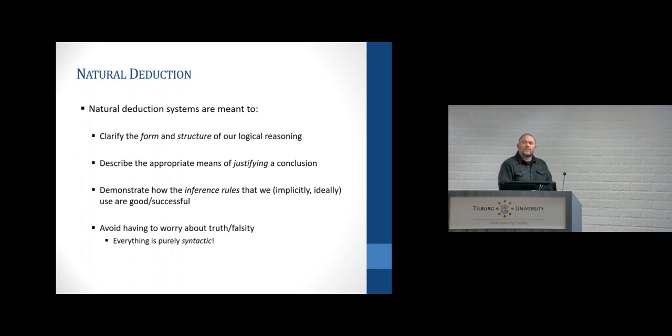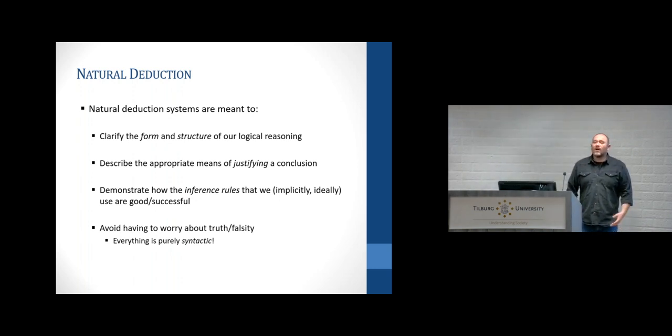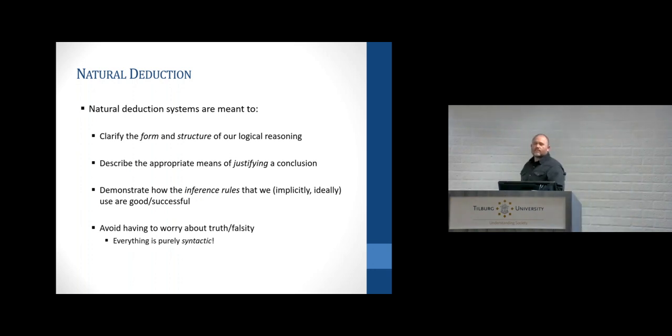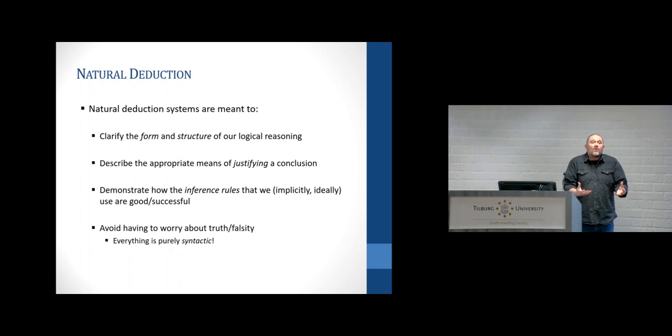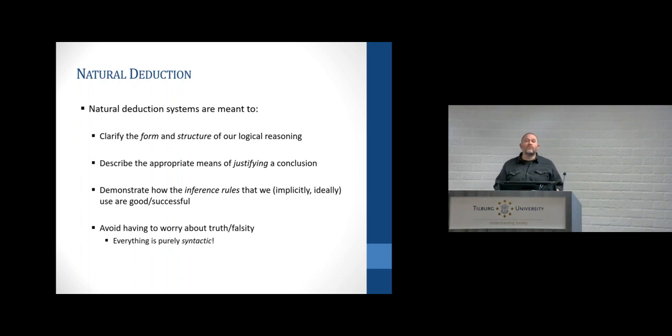So what are natural deduction systems meant to do? Well, they clarify the form and structure of our logical reasoning, showing you how an ideal reasoner would go from premises to conclusion. They describe and often just display the means of justifying a conclusion. This is how you know the conclusion follows from these premises. They demonstrate and employ good inference rules that we ideally, implicitly use.